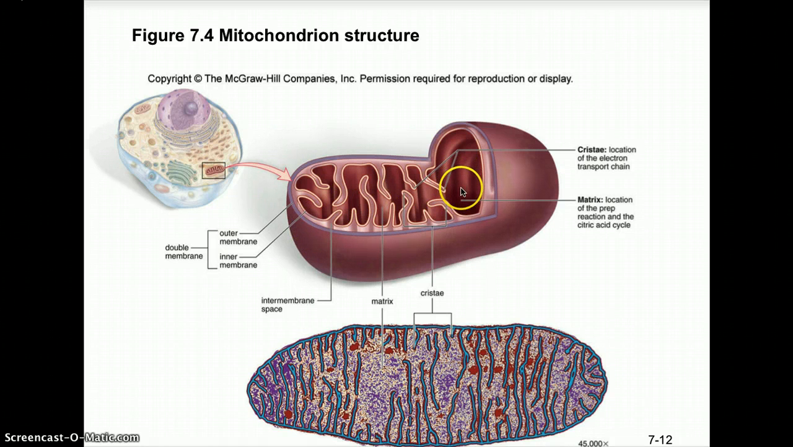Now, inside the inner membrane, you have a space, kind of like the stroma of a chloroplast, except the space of the mitochondria is called the mitochondrial matrix. The mitochondrial matrix is the location of both the prep reaction and the citric acid cycle. So here you see a cartoon drawing of what the mitochondria look like. Down here we could actually see an electron micrograph. So this is 45,000 times the original size.